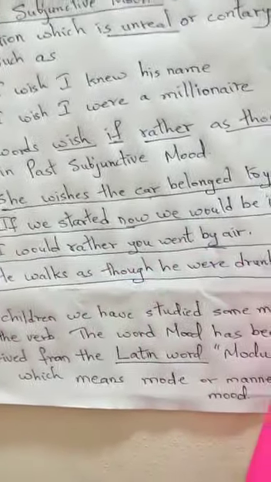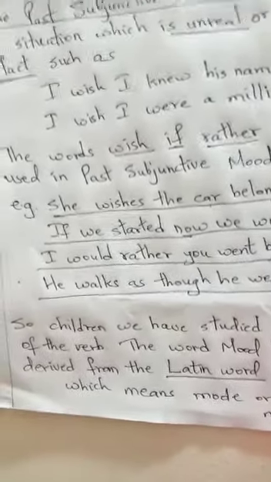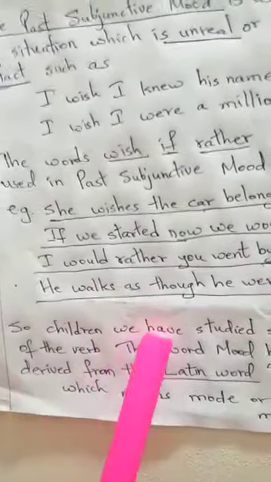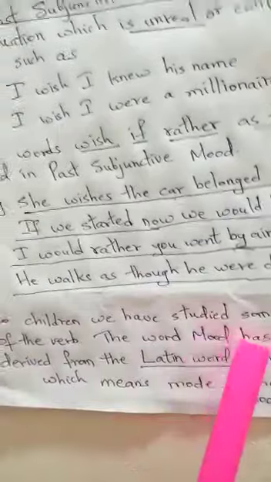If we started now, we would be in time. I would rather you went by air. He walks as though he were drunk. These are all the past subjunctive mood. So children, we have studied some moods of the verb. The word mood has been derived from the Latin word modus. Modus means mode, manner or mood.